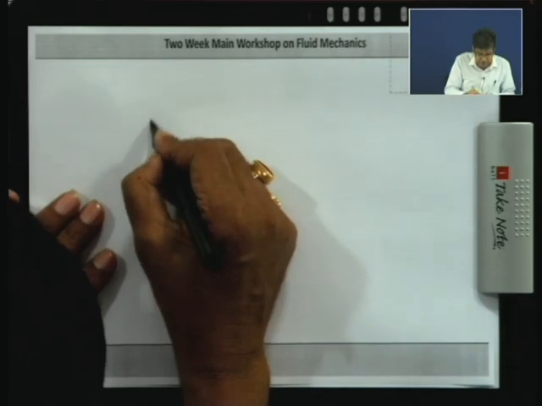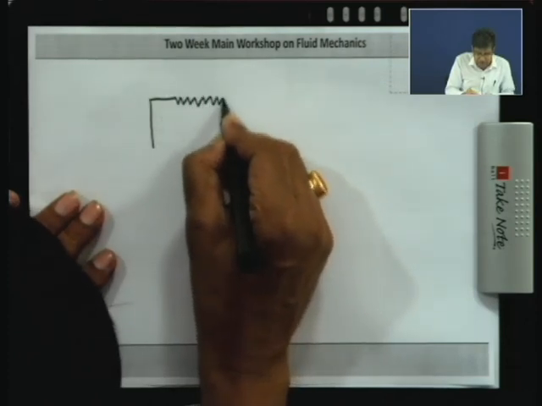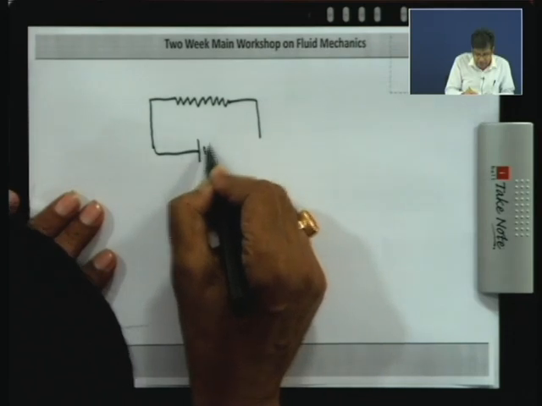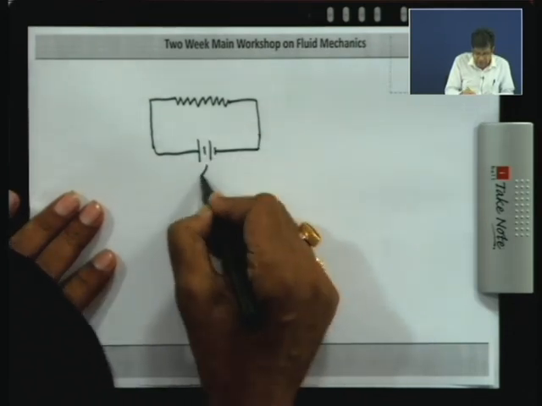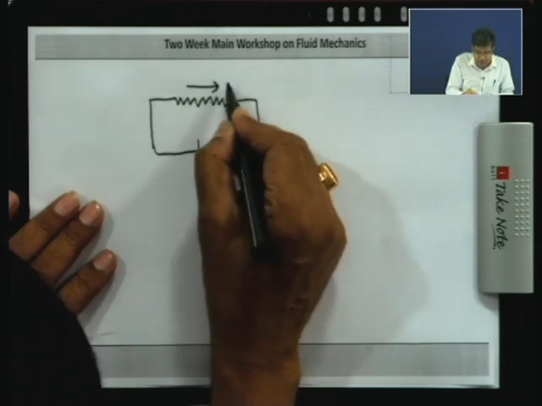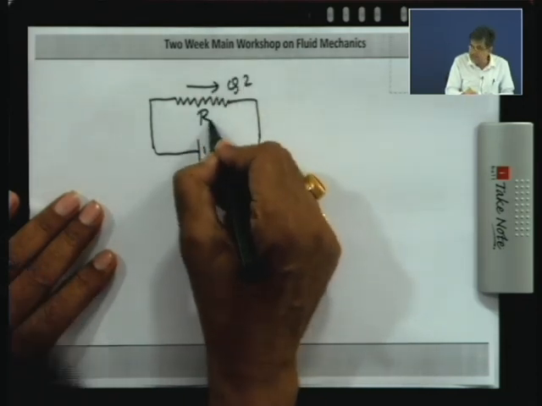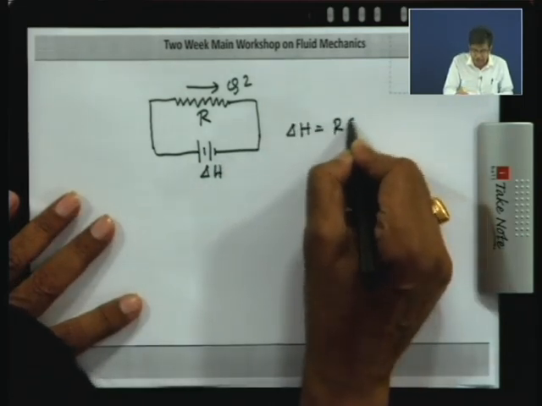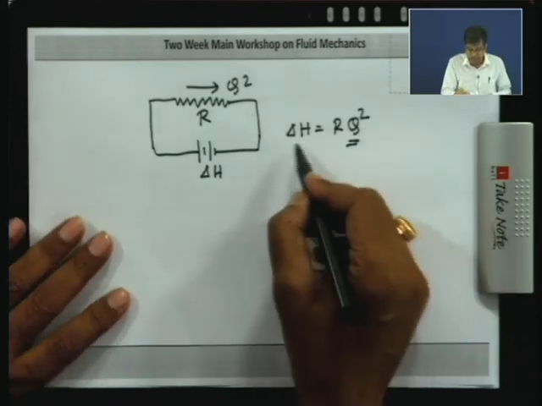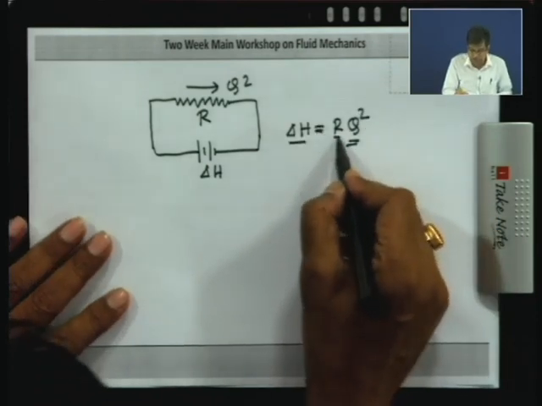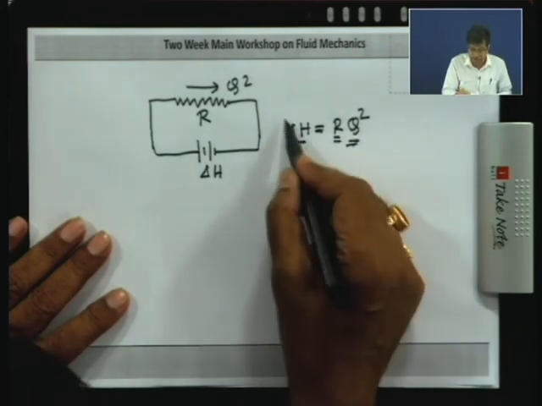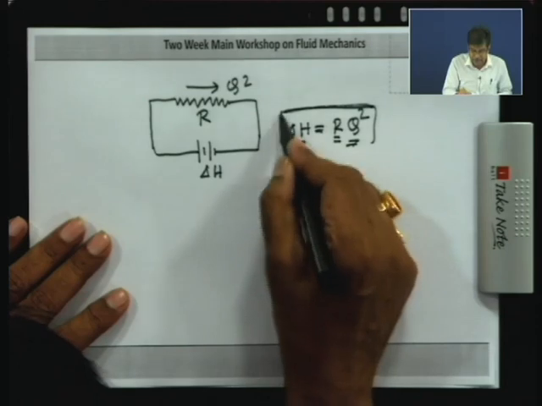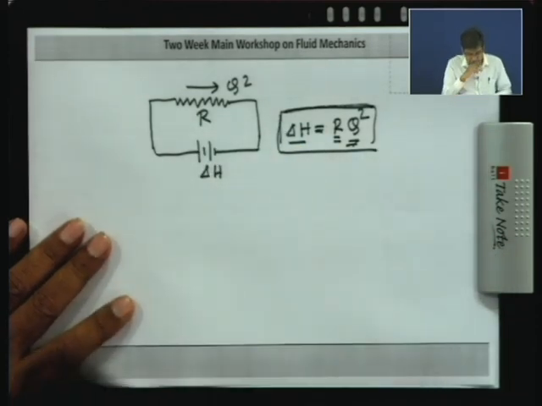This can be shown by an analogous electrical circuit, like this. Here this is delta H, this is Q square, and it is the same as the DC circuit, just like Ohm's law. The only difference is that here the flux is not linear. Delta H, the potential, is proportional to the resistance into the square of the flux. So Q square is the flux. By the analogous electrical circuit we can explain this.